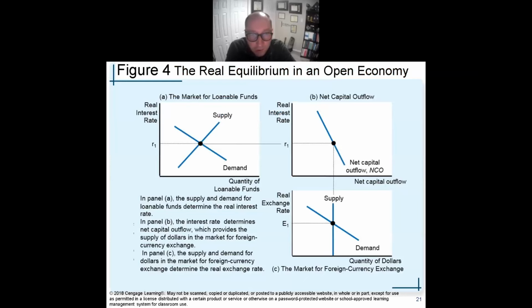A couple of examples of how this looks. We see the interest rate, supply and demand, where R is the interest rate, and the real exchange rate. And we see E1, the exchange rate for supply and demand. So remember, R, interest rate, and E, exchange rate, indicate the point of equilibrium for both loanable funds and for the supply of foreign currency.